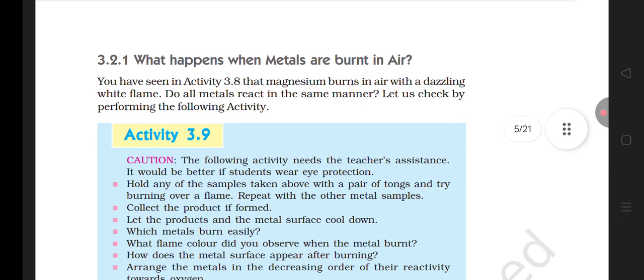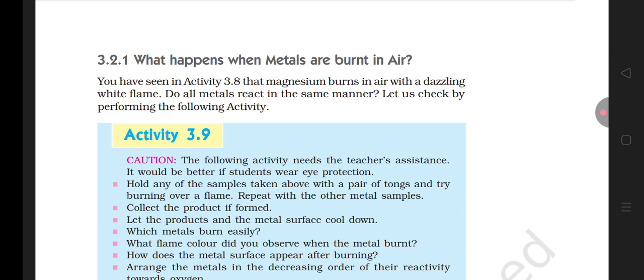Now let's come to the next part: what happens when metals are burned in air. You have seen in activity 3.8 that magnesium burns in air with a dazzling white flame. Do all metals react in the same manner? Let us check by performing the following activity. The following activity needs the teacher's assistance. It would be better if students wear eye protection.